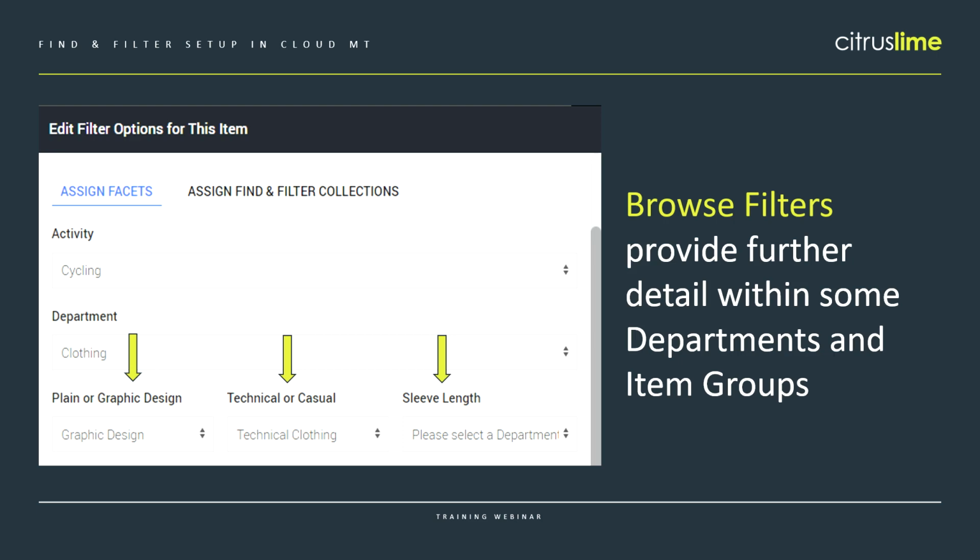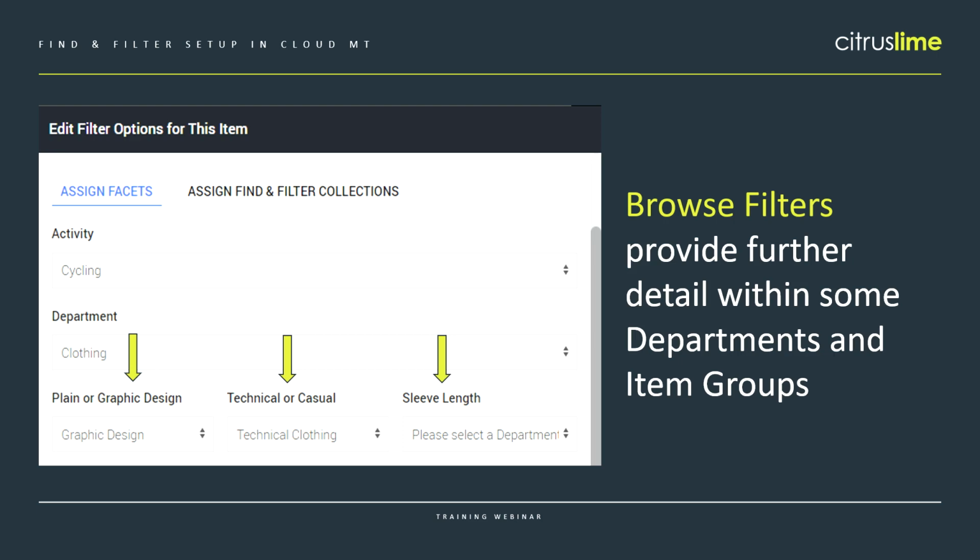These browse filters will allow your customers to further filter their search results to really drill down into the type of products they're looking for. They also allow you to build more specific pages in your menu and elsewhere, but there'll be more on all of that later. For now, let's just recap our key points so far.